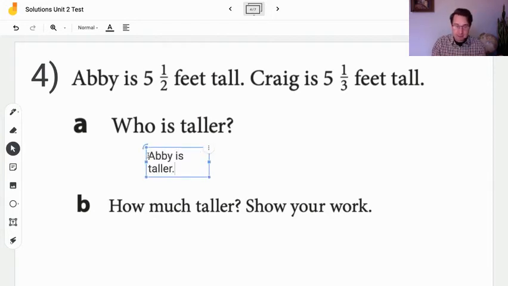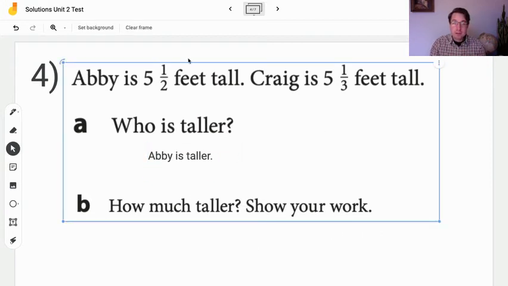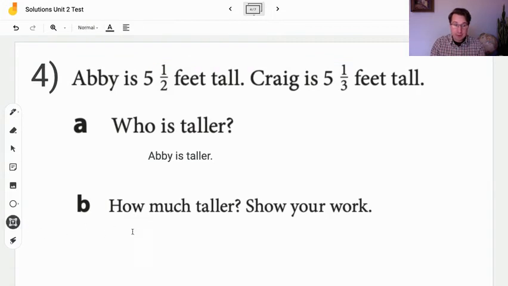And please write your full sentence. Okay, now how much taller? Show your work. Now, how much is always subtraction because you want to know the difference. So we're going to do here 5.5, which is Abby's height because she's taller, minus 5 1/3.